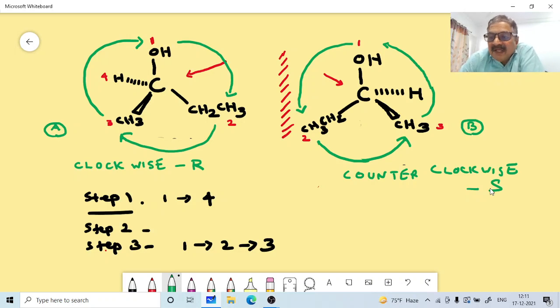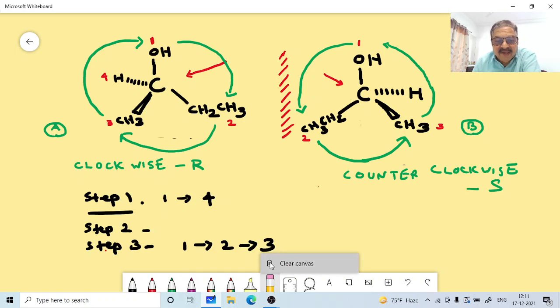Okay, when we are tracing the circle, that is step 3: step 1, step 2, step 3. We have seen the tracing of the circle from priority groups 1 to 2 to 3 here. Clockwise, anti-clockwise, that is counterclockwise, correct? Therefore, if the circle is in the clockwise direction, we can say the isomer is designated as R. And if the circle is in the counterclockwise direction, the isomer is designated as S. This is how the Cahn-Ingold-Prelog system works.